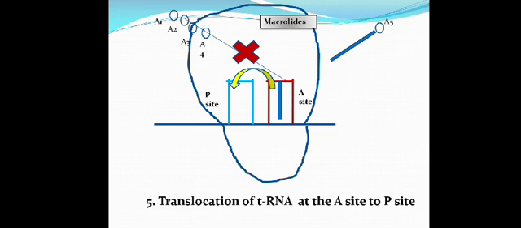The figure shows an initiation complex. Here we have a 50S ribosome and a 30S ribosome and the corresponding mRNA. Macrolides inhibit the translocation step, that means it inhibits the movement of tRNA with amino acids from A site to P site.